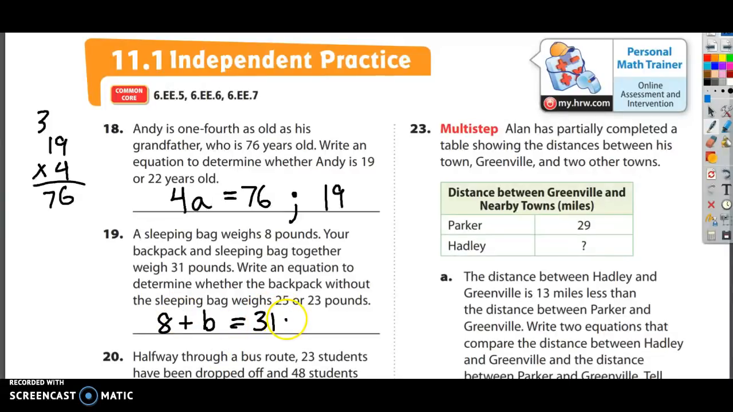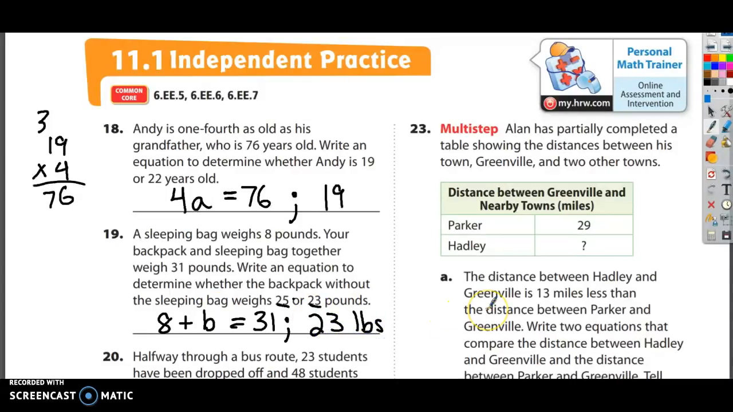Now I have to determine whether or not the sleeping bag, let's see here. Oh well, it doesn't matter. I put B. I probably should have put S for sleeping bag, but it doesn't matter, because I'm looking for the weight either way. Is it going to be 23 or is it going to be 25? You can pretty much do that mentally. 25 plus 8 is 33. 23 plus 8 is 31. It's 23 pounds. I'm going to do LBS for pounds.